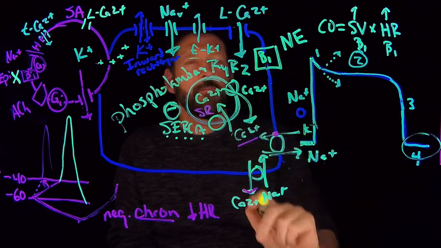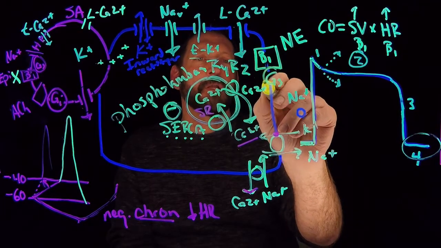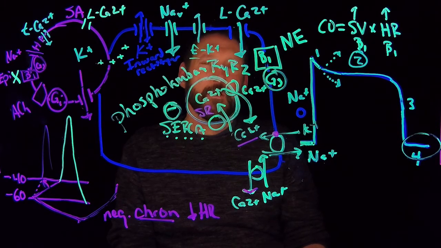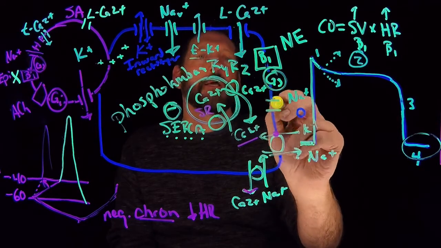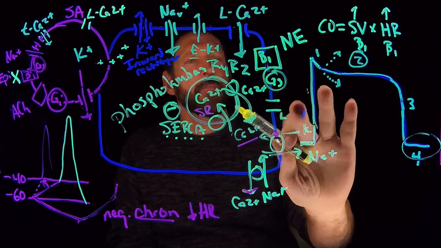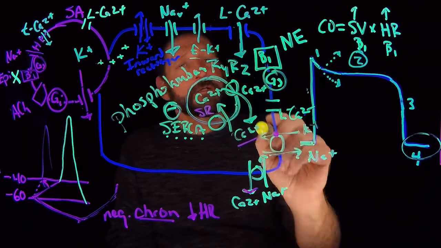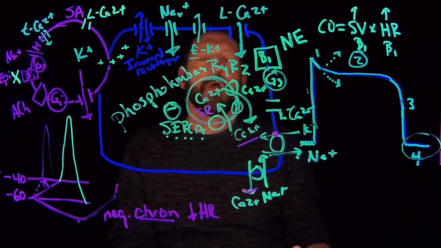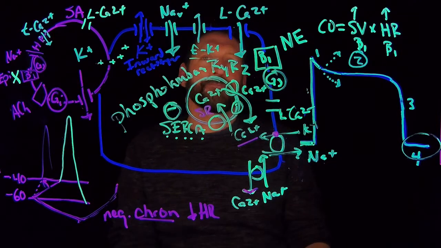Norepinephrine shows up, plugs into a beta-1 receptor. When it plugs into the beta-1 receptor, it's going to activate a GS protein. That GS protein is going to increase the amount of cyclic AMP, which activates protein kinase. That in turn is going to open up more L-type calcium channels. So now as more L-type calcium channels open up, more calcium comes in, plugs into more RYR2 receptors, releases more calcium from the sarcoplasmic reticulum, plugs into more troponin, exposes more actin, and we have a stronger contraction.